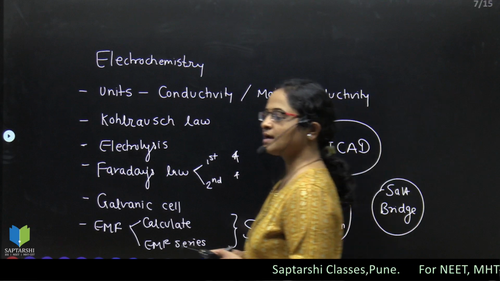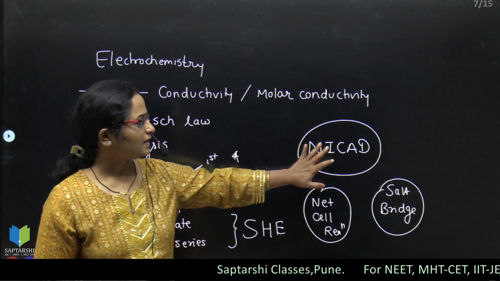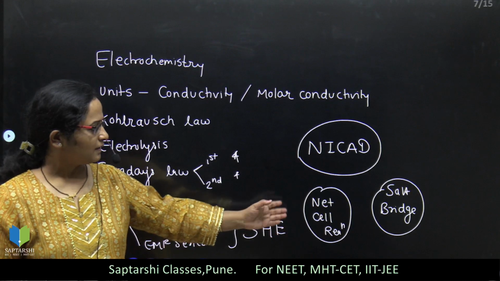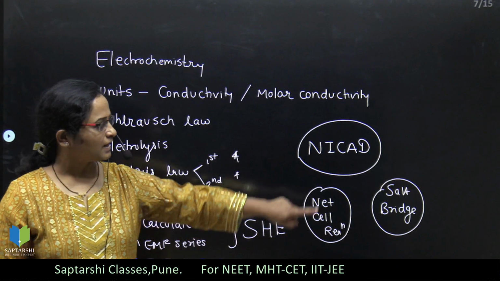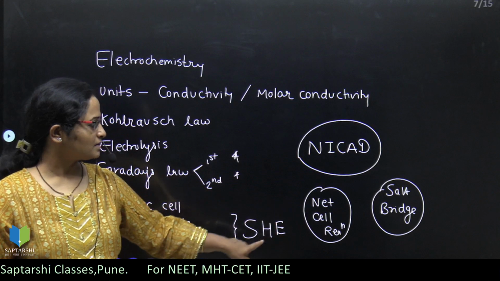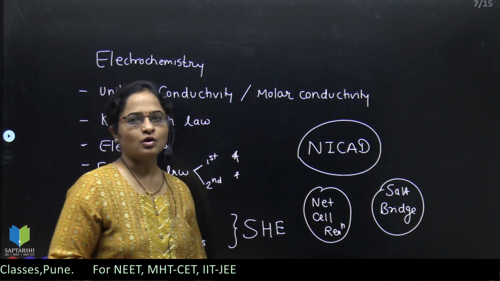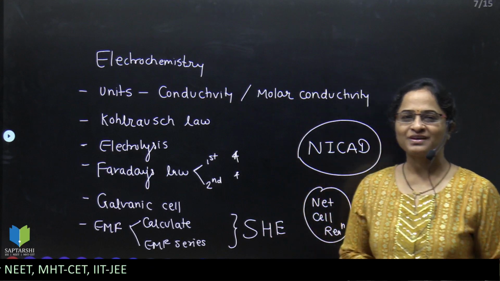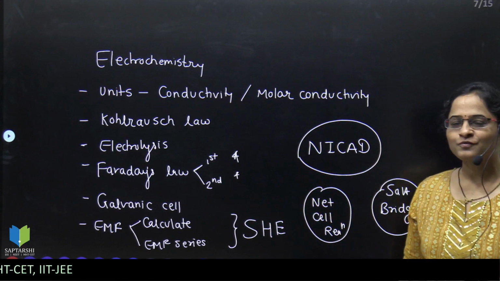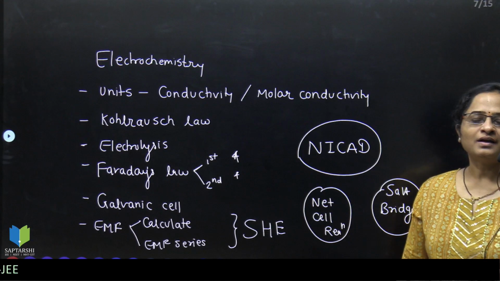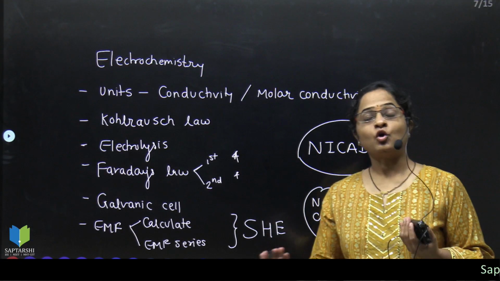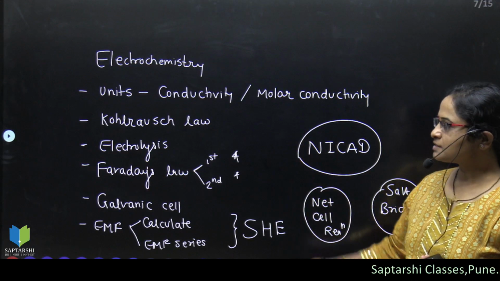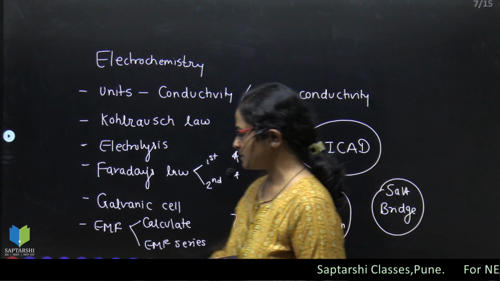Few things I have highlighted here, like NICAD. You know the storage cell, calculate net cell reactions, and the important part is SHE and salt bridge. If you are lucky enough, you will have the diagram of SHE, the diagram of salt bridge, or its characteristics. In the salt bridge, which material is used could be a possible MCQ. So this is all about the electrochemistry part.